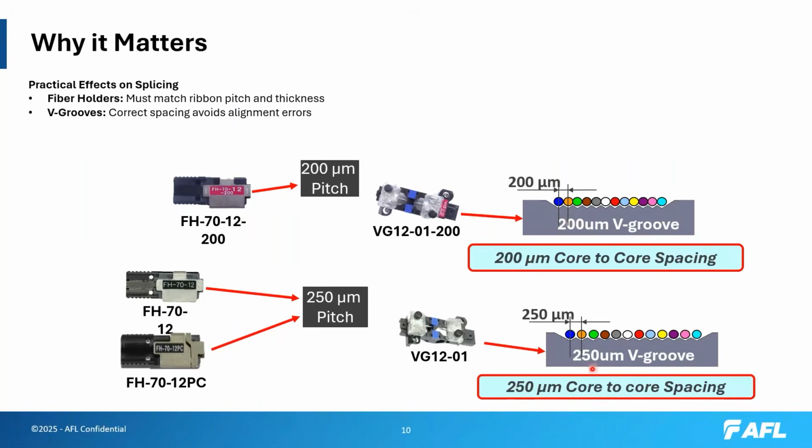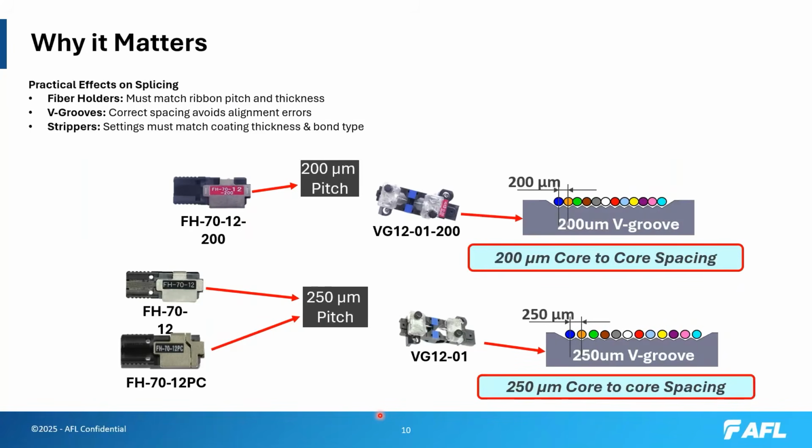And this is just a relationship, right? So when we go to put 200 micron into 200 micron V groove, you will have good physical characteristics of those fibers aligning with each other. And the same goes for 250. Hope that makes sense.